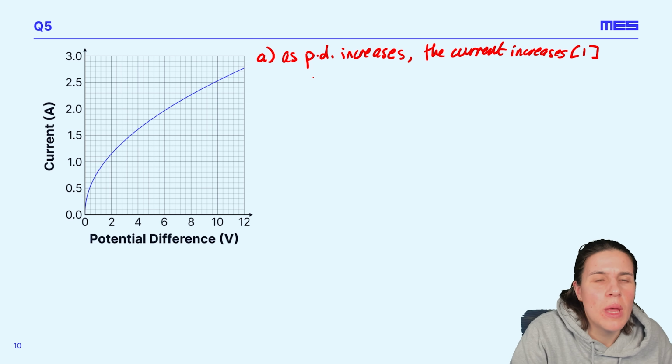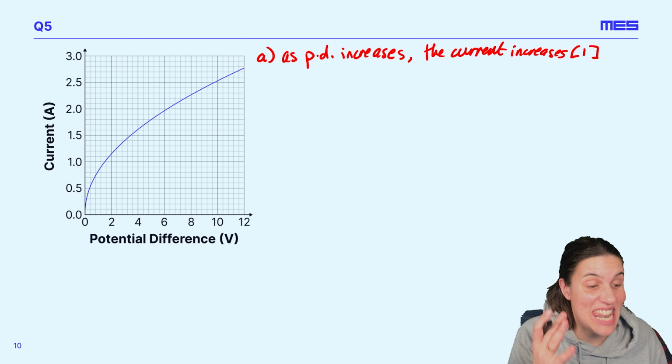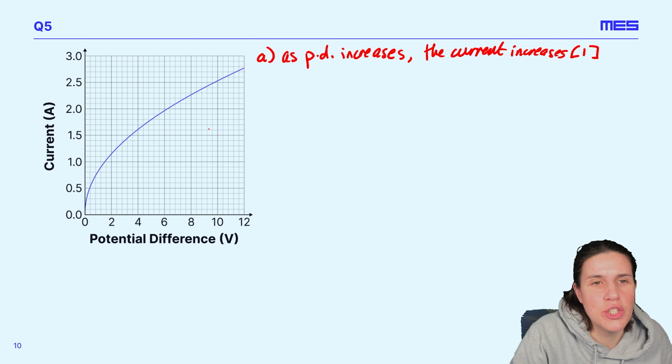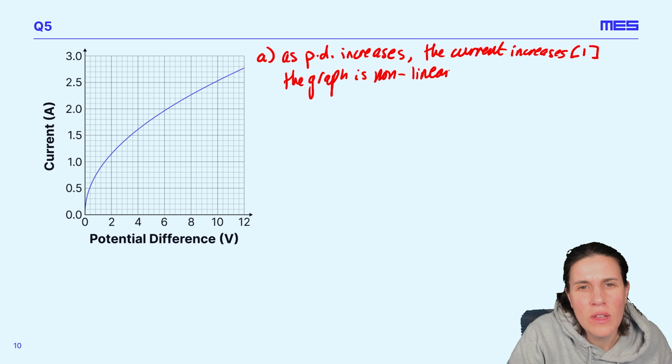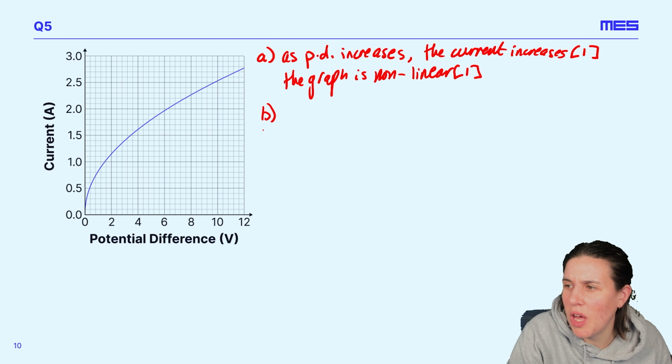That's mark 1. Mark 2 comes from describing the shape of the graph. So linear, straight line, non-linear, curve. This graph is non-linear, so the graph is non-linear. And bosh, there we go. 2 marks. Perfect. Next up, I need to explain why this component is non-ohmic using the graph.